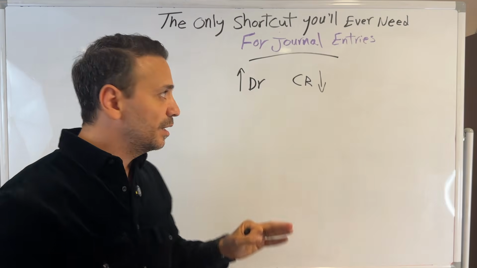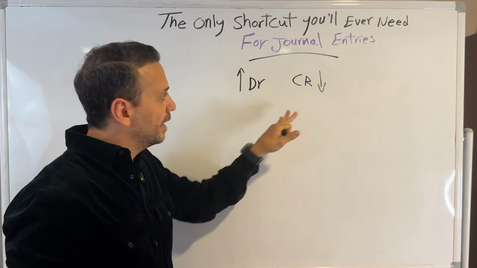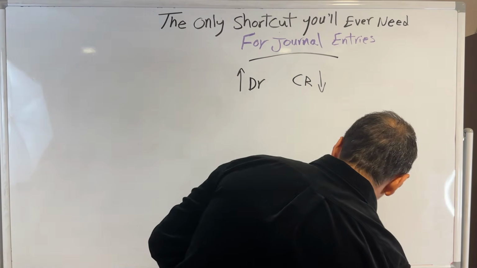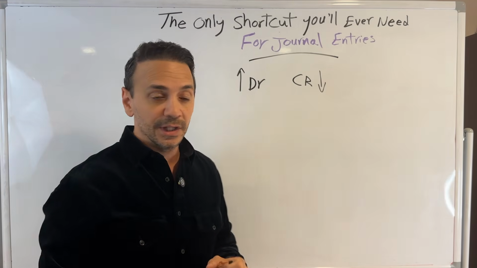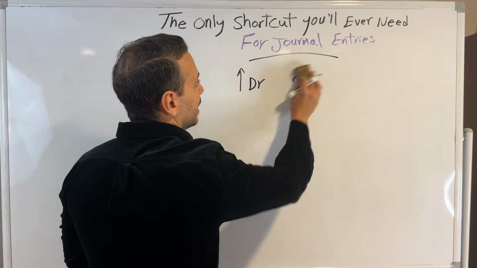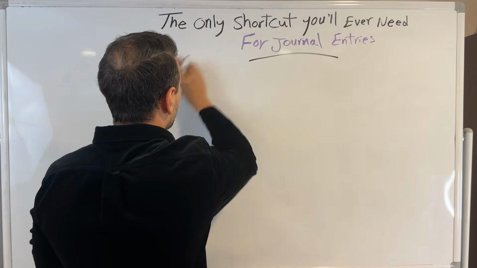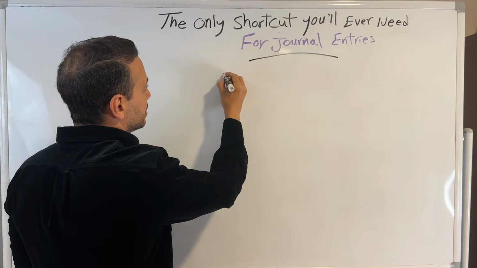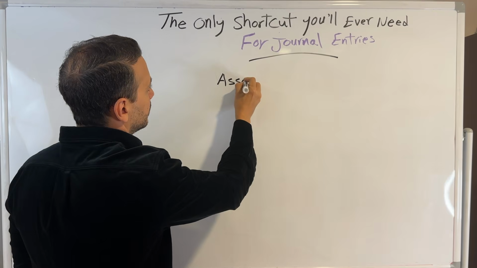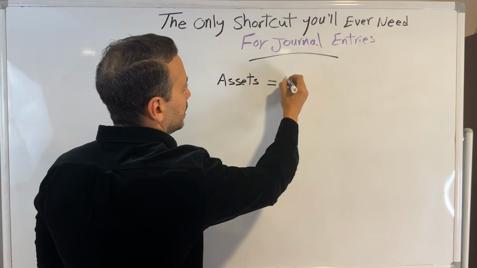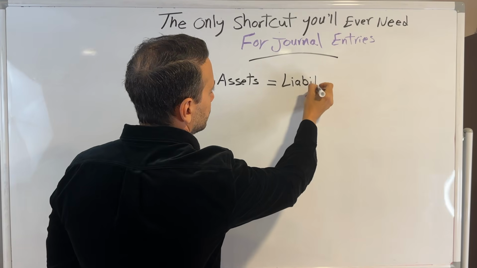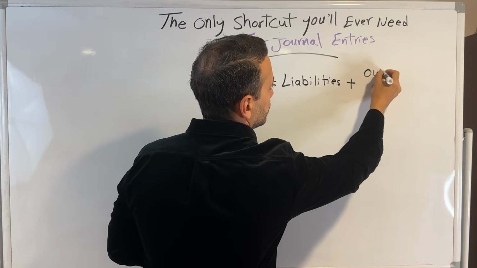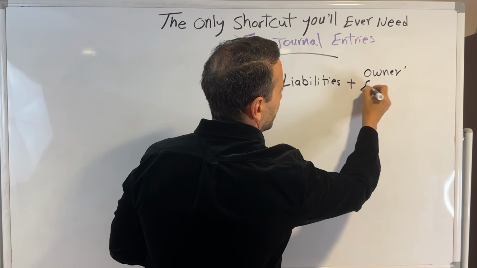Okay, so if we're saying that debit doesn't always mean increasing something and credit doesn't always mean decreasing something, what does it really mean? To understand what it really means, we have to go through what we call the accounting equation. So let's write out the accounting equation and go through what we mean by debit and credit as a language of business. Okay, so the accounting equation says that assets are equal to liabilities plus owner's equity.